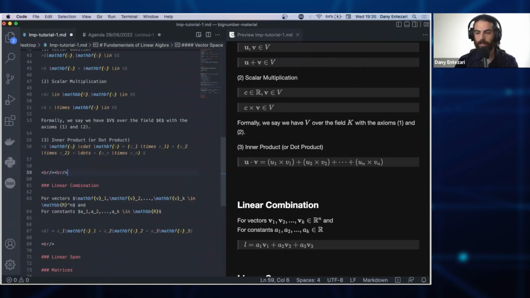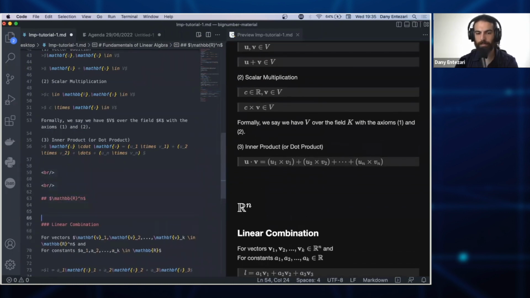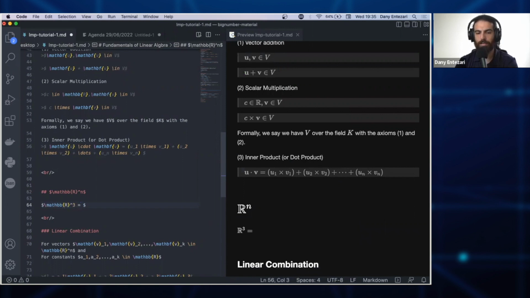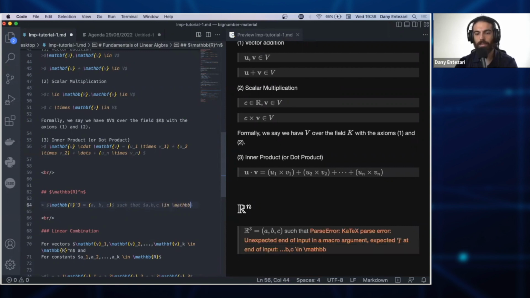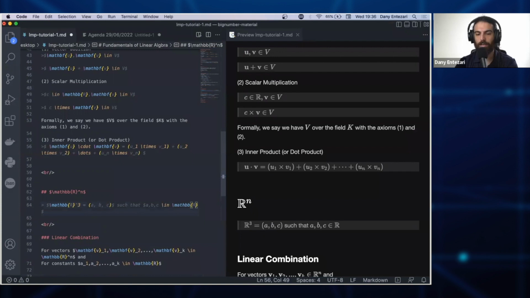And let me talk about R to the power n. What does this mean? Let's say R to the power 3. What does this mean? So basically, you will get a set. Let's use the word space to be consistent with linear algebra terminology, with any 3 letters, elements or components, any points, all of which belong inside the real number system, such that A, B, C, all of them are in R, or the real number system.